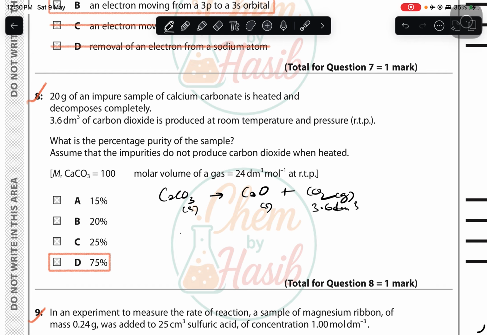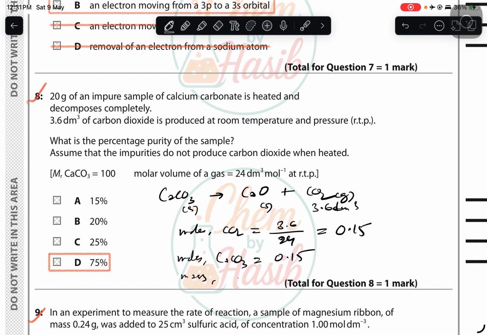So what you initially do is you find the moles of carbon dioxide formed. Moles of carbon dioxide formed is 3.6 divided by 24. 24 is the molar volume of the gas. So 3.6 divided by 24 gives you 0.15. From the moles of carbon dioxide, you find the moles of calcium carbonate. The mole ratio is 1:1 according to the balanced equation, so this will also be 0.15.